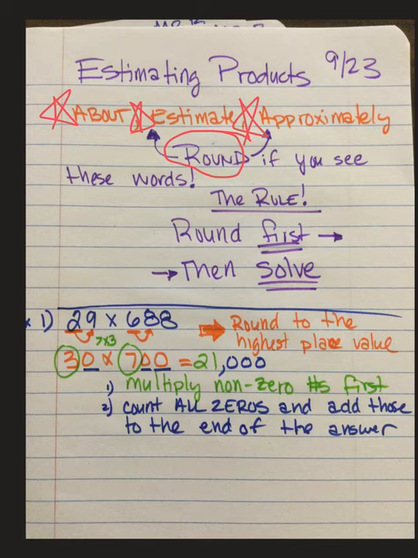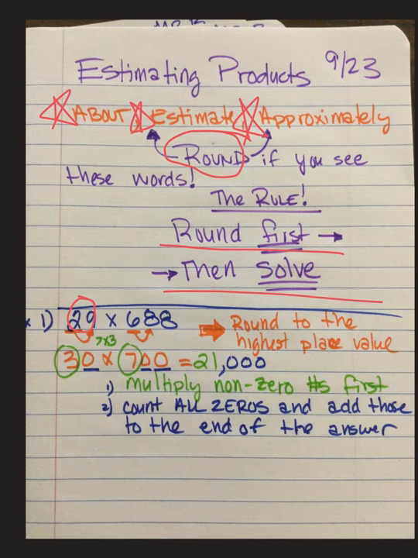So remember, when you're rounding to find an answer to a problem, you always want to round first, then solve. Round first, then solve. Plus, it kind of makes it easier when you're dealing with more zeros. And here's an example of that. If you look at the example here that I have, 29 times 688, we round to the highest place value of each number. So we're rounding 29. We ask ourselves, is it closer to 20 or 30? Well, you can see on the bottom, it's 30.